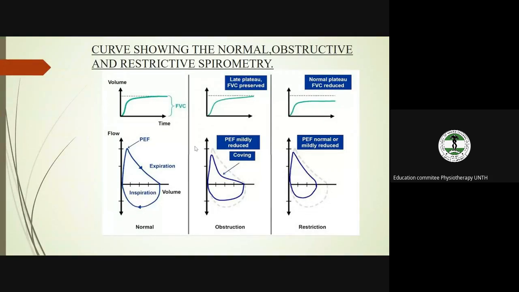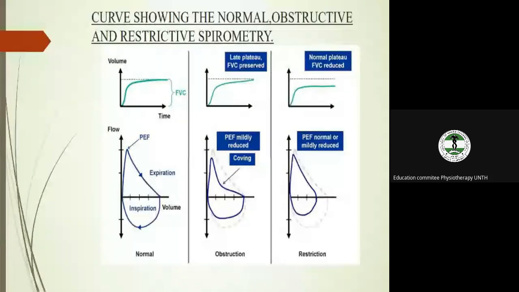So we go into factors affecting lung volume and capacity. Lung volume and capacity can be influenced by various physiological, environmental, and pathological factors. Understanding these factors is crucial when interpreting spirometry results and diagnosing lung conditions.